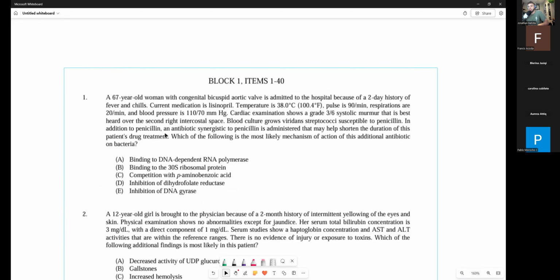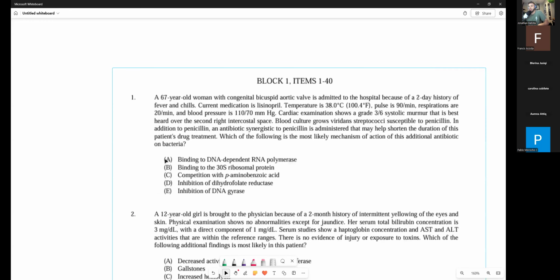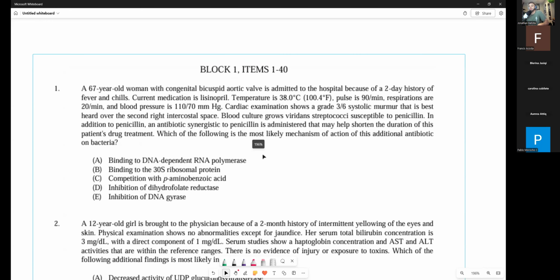So yes, we read the bottom question right here, the stem. It says, which of the following is the most likely mechanism of action of the additional antibiotic on this bacteria? Okay, hold on. Mechanism of action, antibiotic. This is a subject that everybody here knows. We've gone through this so many times, right?